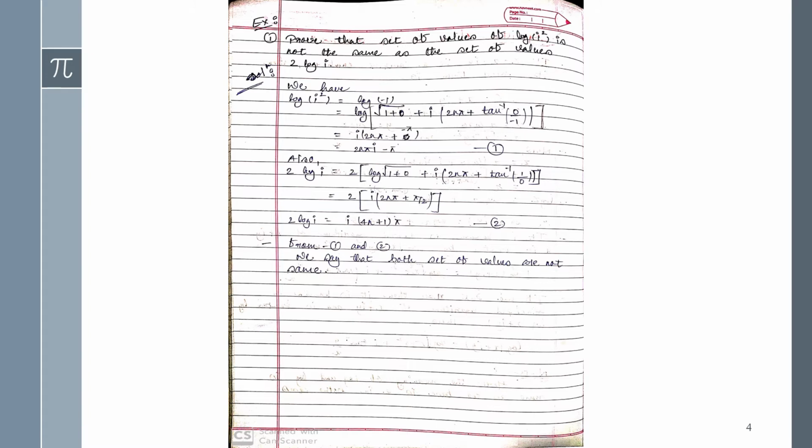So let's start with the examples now, and the question is: prove that the set of values of log i² is not the same as the set of values of 2 into log i. Here you can observe that we did two formulas in our theory: the first one was the general formula, and the other was for the principal values, that is, the principal logarithm.